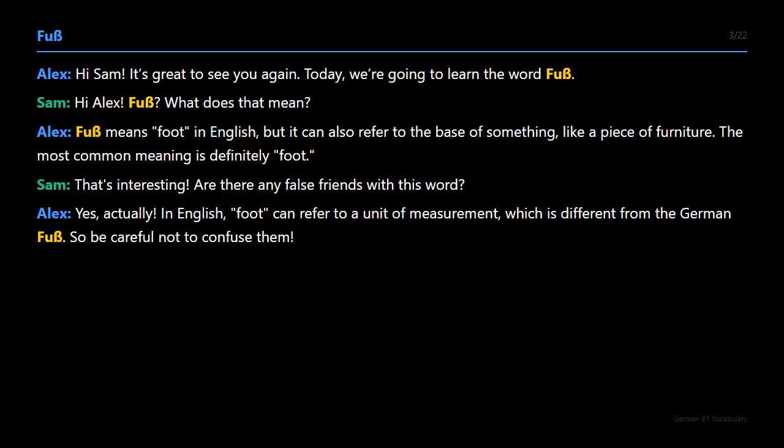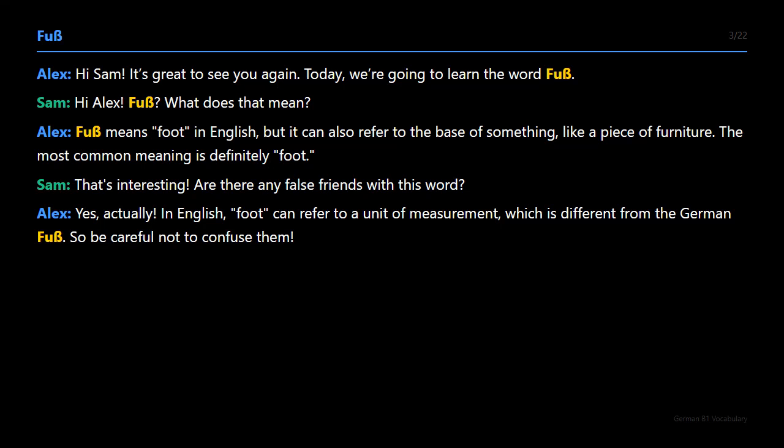Today, we're going to learn the word Fuß. Hi Alex. Fuß. What does that mean? Fuß means foot in English, but it can also refer to the base of something, like a piece of furniture. The most common meaning is definitely foot.